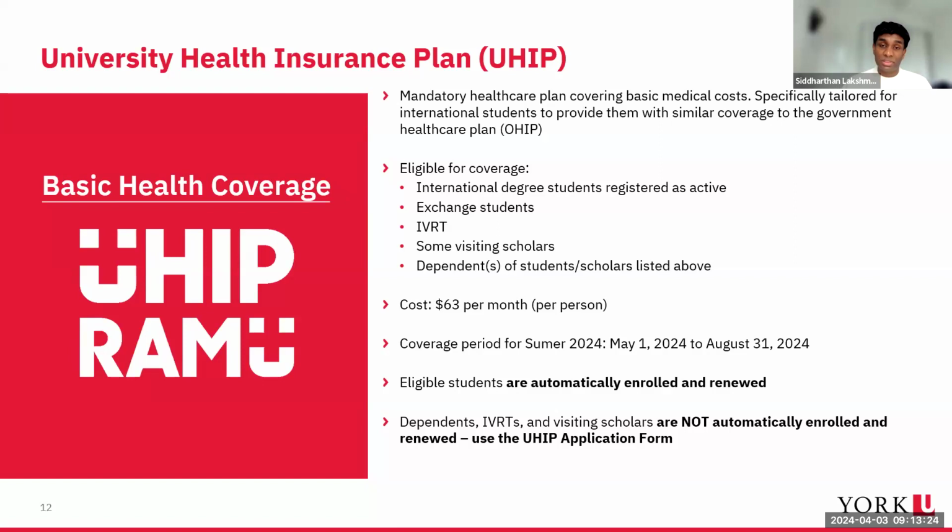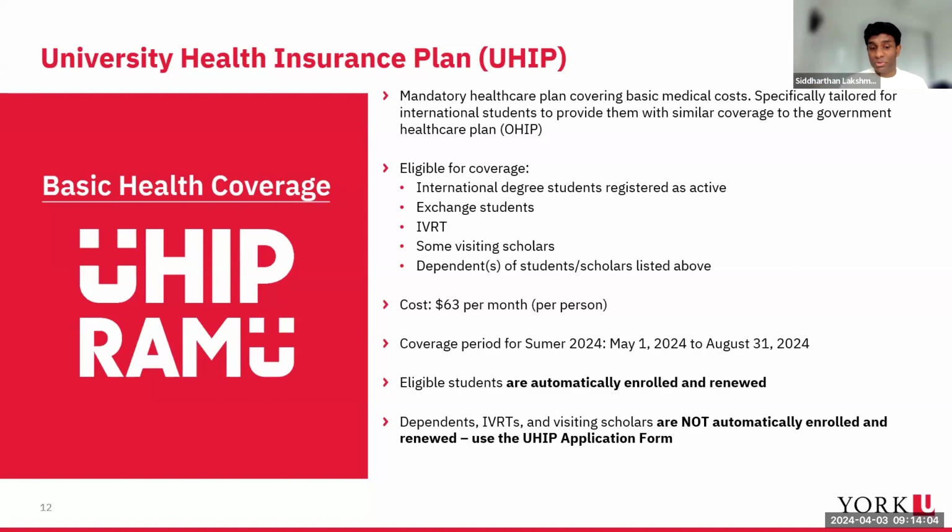The cost for UHIP is $63 per person per month. So for a full year of coverage, which would range from the fall till the end of the summer semester, that equals $756. But since as a summer start student you would be beginning your term in May, we would be enrolling you for a 4-month period from May 1st, 2024 till August 31st, 2024. At the end of this period, when the new academic year starts, so fall 2024, and you register for courses again, your coverage will be renewed. This applies to all international degree students.